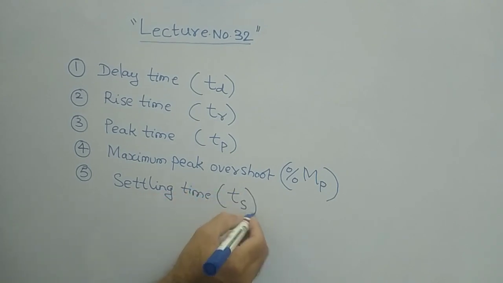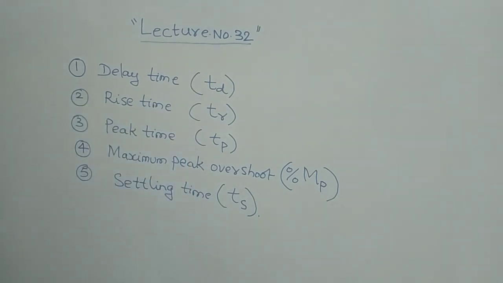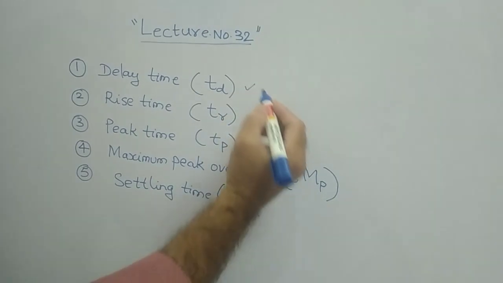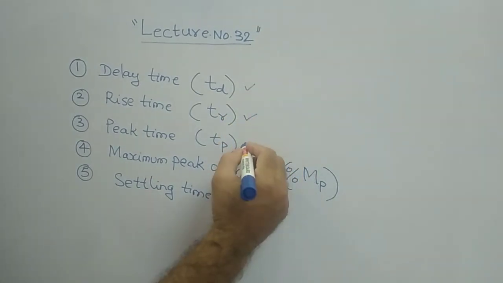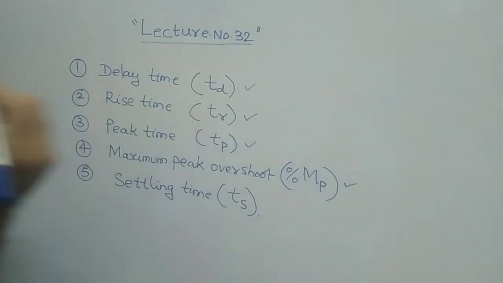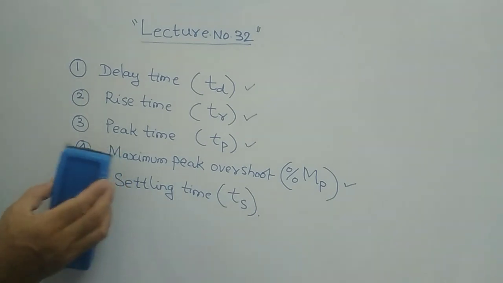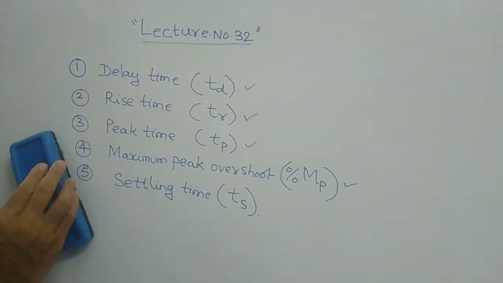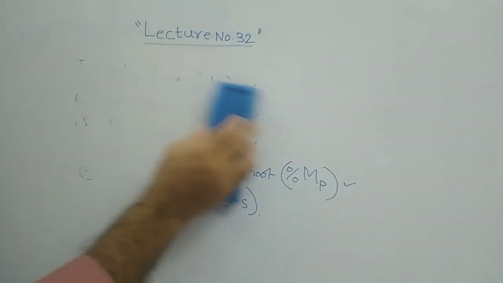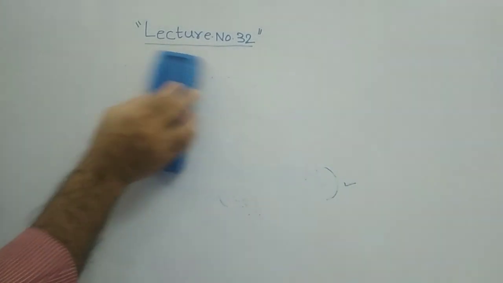These are the various important time domain specifications of a second order system, out of which in our last presentations we have seen delay time, rise time, and peak time also. In today's presentation we will see about the peak overshoot, or otherwise the maximum peak overshoot. So basically we are seeing the mathematical definition of these parameters first, and later on we will see various problems on these specifications.